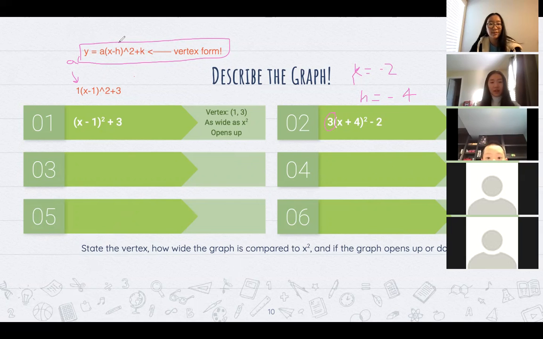Just to give the vertex a little more explanation. We know that H has to be -4 because this right here turned into a plus. Our original thing was x minus h, so you have x minus -4. And if you have two minuses, it turns into a plus. So that turned into x plus 4.